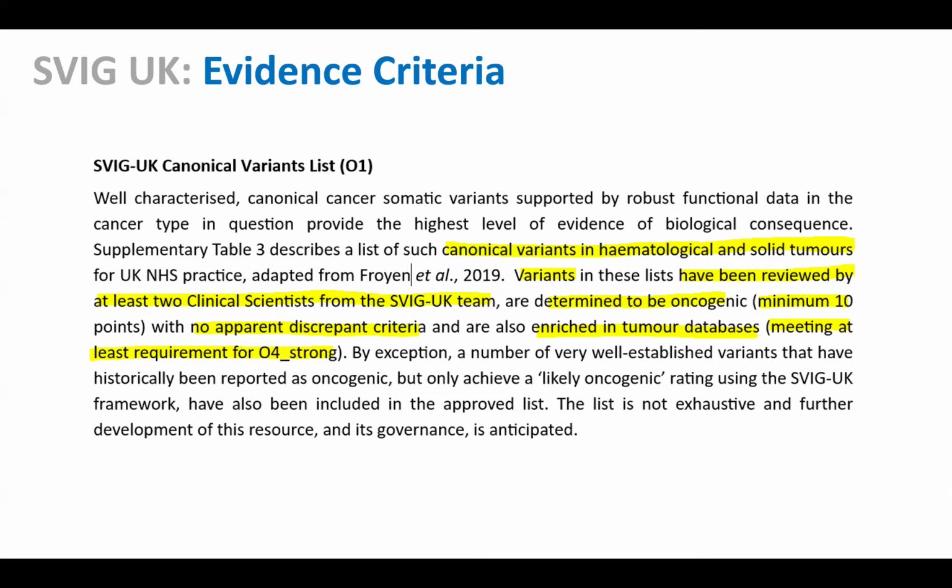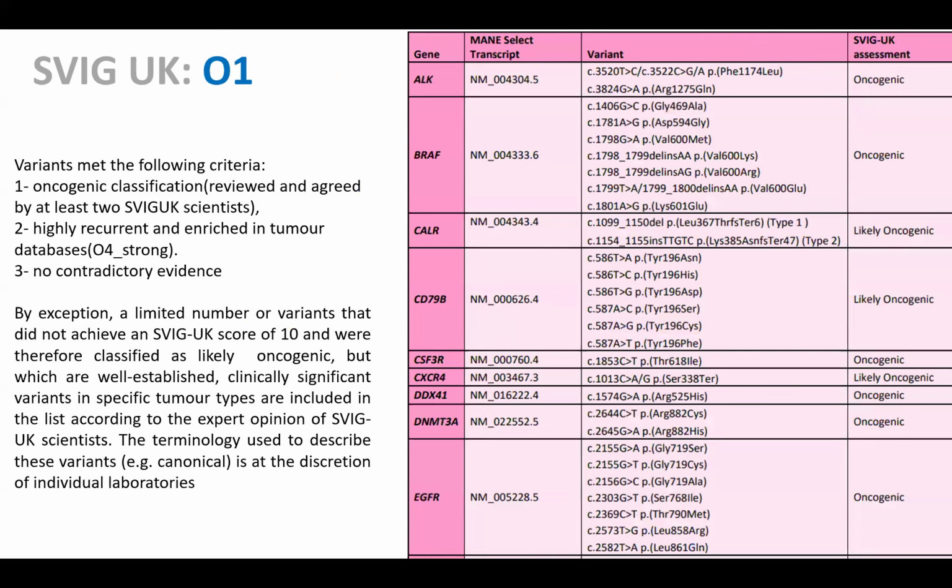We think this is useful because it reduces effort for labs, especially smaller labs, of having to go through some of the commonly encountered variants. If groups are starting new, then they have somewhere that they can start from. So this is just a snapshot of the list. It's a bigger list. Like I said, most of them are oncogenic. There are very few exceptions that only met likely oncogenic, but they are all enriched in somatic databases, and we didn't feel the need that labs need to be going over and recording these. So if the variant is on this list, they can call it O1 and they don't need to classify it any further.